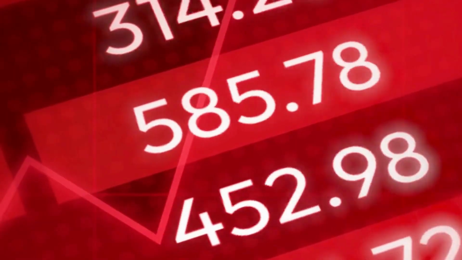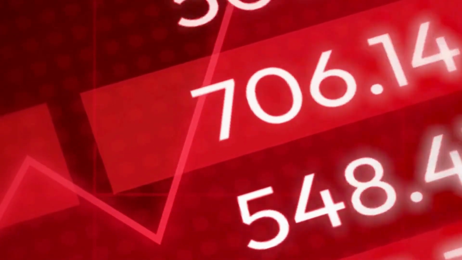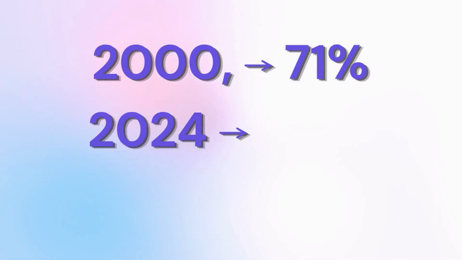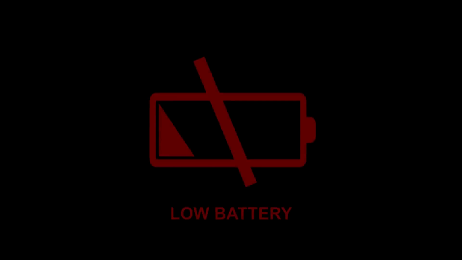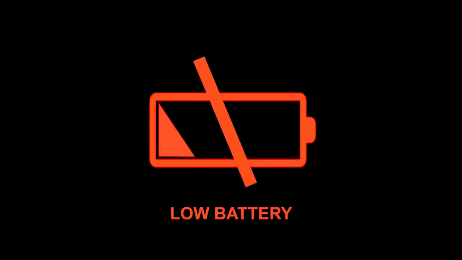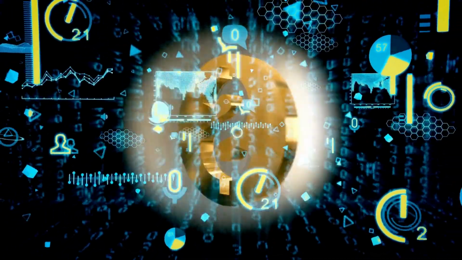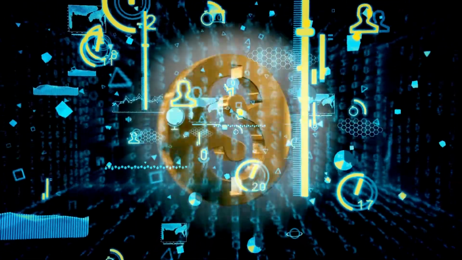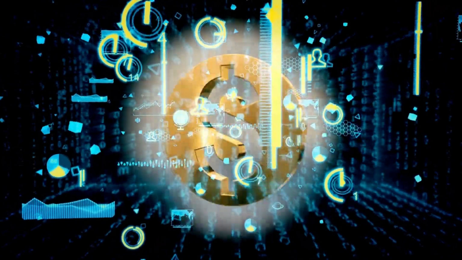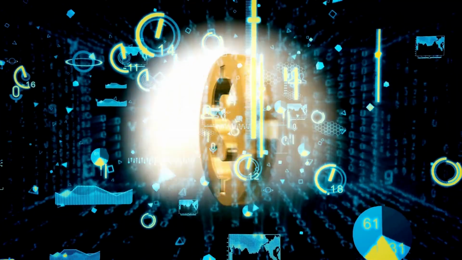The dollar's share of global reserves has been falling over the past 20 years. Back in 2000, 71% of global reserves were in US dollars, decreasing to 58% in 2024, and most recently 56.3% in 2026. This is the lowest it has ever been since 1995. While that's still over half, it is a clear shift towards diversification and away from the dollar. Countries are building their resilience and slowly reducing their dependence on the dollar.